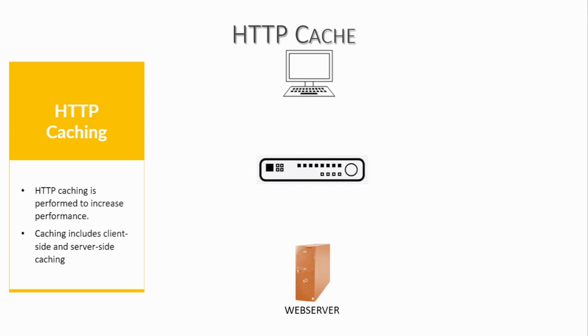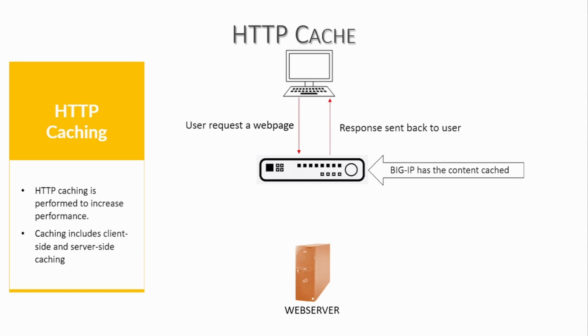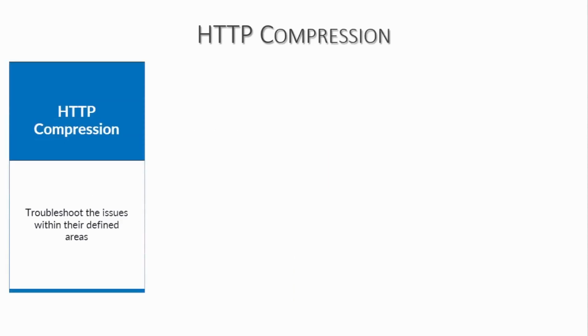And the next time the client or any other client tries to request the same content again, the BIG-IP will not ask the server for it because it already has the content cached, and it will just send the response back to the user without involving the web server. There is also file compression, which has the purpose of reducing the size of files sent by a web server, and this is done by eliminating repeated information in those files, because the smaller the size of the files, the more quickly they can be served over the internet.